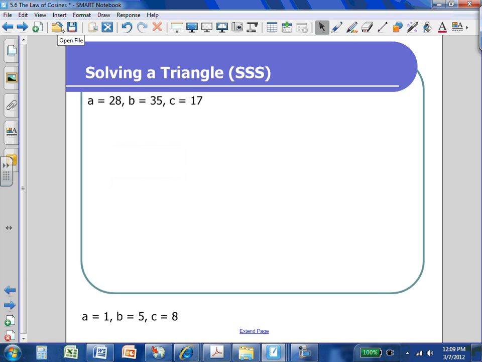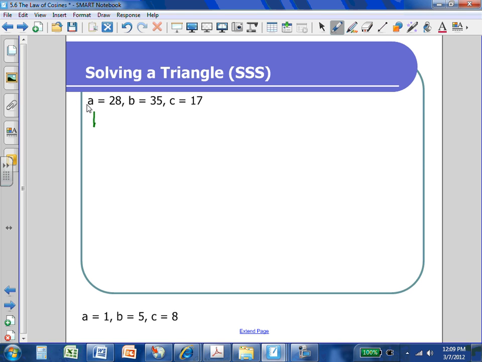Solving a triangle when you're given side, side, side. If you're given three sides, you want to solve for the angle that's opposite of your largest side so that you can see if you have an obtuse angle or not. So in solving for the longest side, here is B.